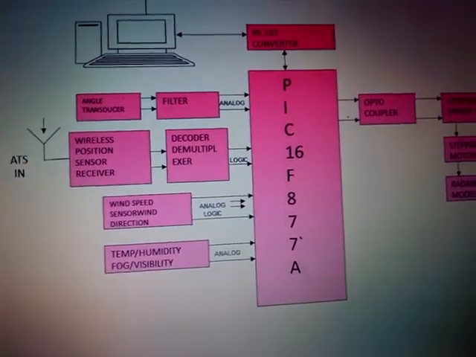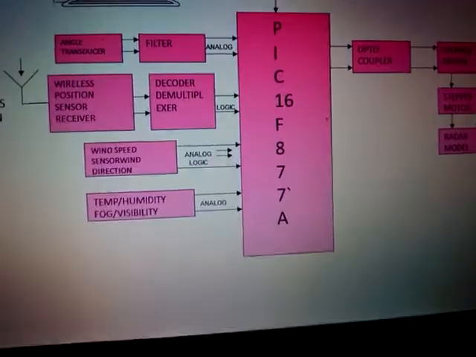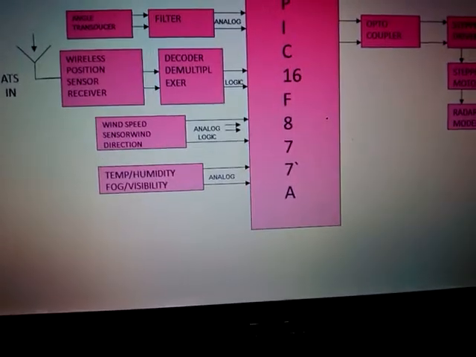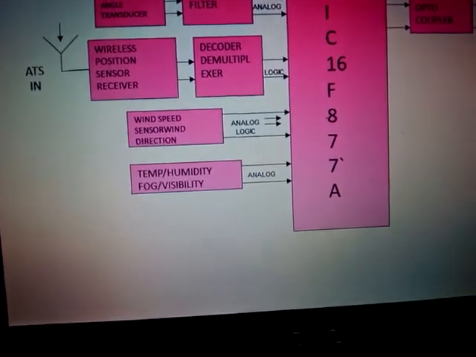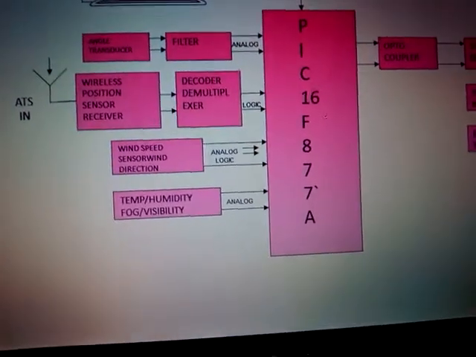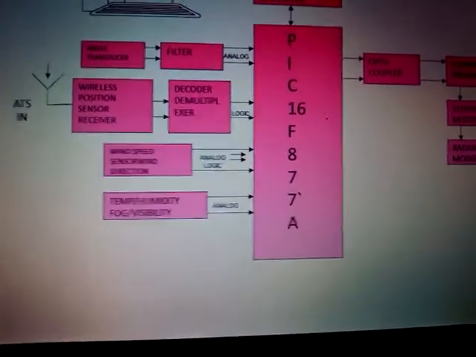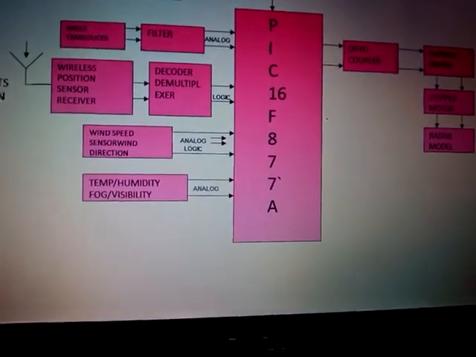Next, we can see fog and visibility. For fog, an IR sensor is used. An IR sensor consists of an IR emitter and an IR detector. Positive voltage is given to the IR emitter. Using this voltage, it transmits IR rays continuously. The IR detector collects these rays.